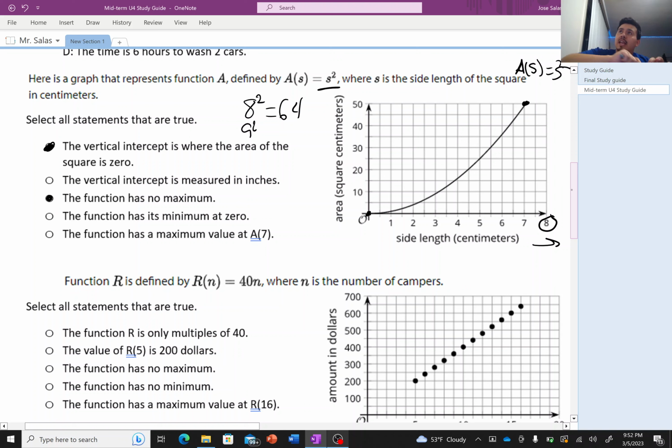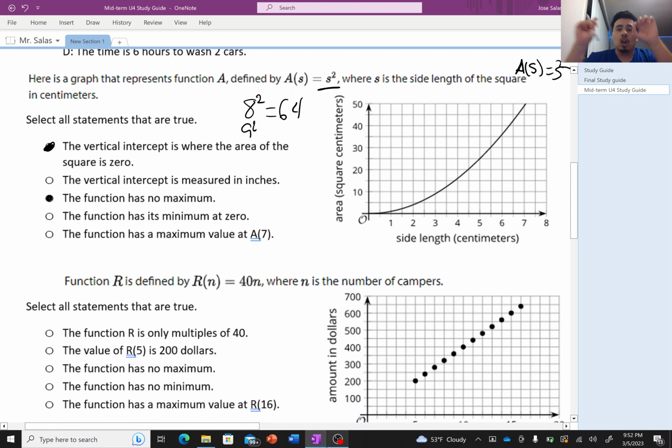If the graph just exits out of the actual graph itself, the whole entire shape of the graph, then you may think it might not have a maximum because it continues forever. Okay. Next answer choice: the function has a minimum at 0.